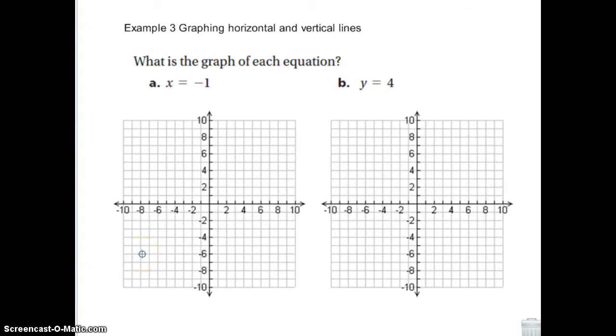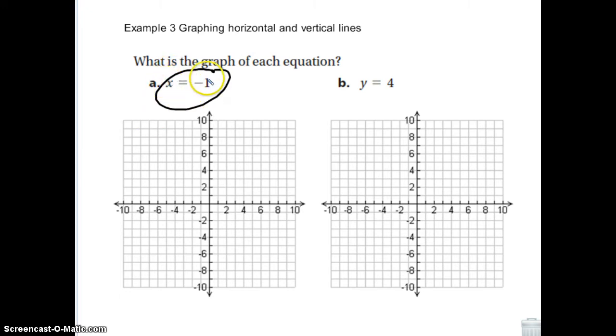The last example that we're going to go through is graphing horizontal and vertical lines. Some of you may say, well, x equals negative 1. I have no idea how to graph x. It's not in point slope or slope intercept form. Well, I'm going to walk you through pretty basic steps to graph these.